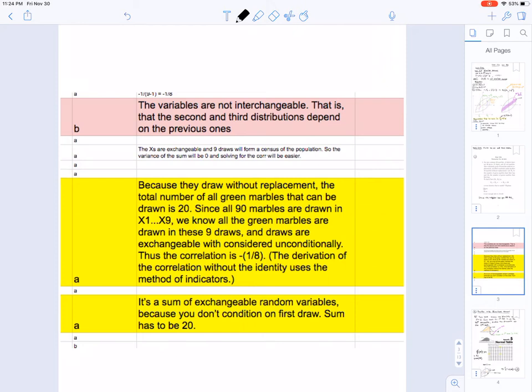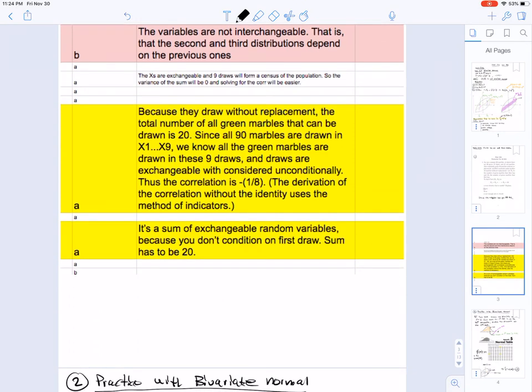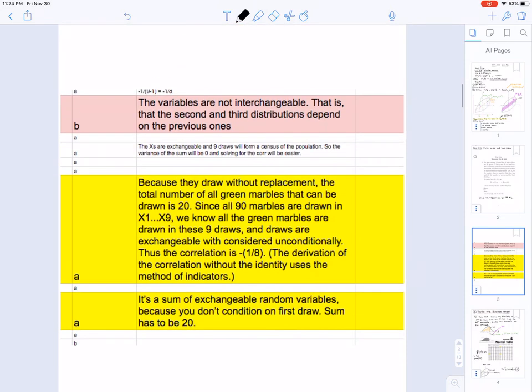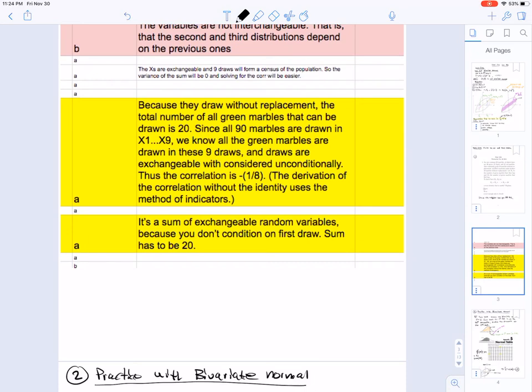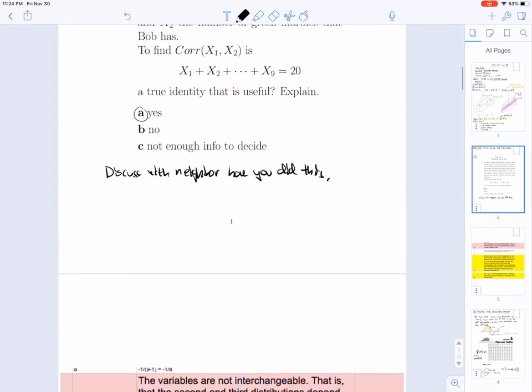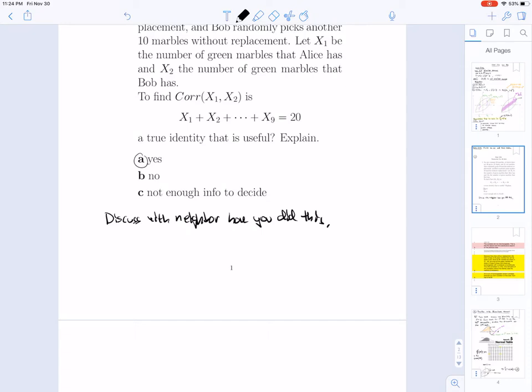The derivation of the correlation without the identity uses the method of indicators. Okay. It's a sum of exchangeable random variables because you don't condition on the first draw. The sum has to be 20. So that's right. So we are not conditioning on the first draw. So in fact all x1 to x9, they're all hypergeometric with the same parameters, and so the probability, say, that x1 draws 5 is the same as the probability that x2 draws 5.